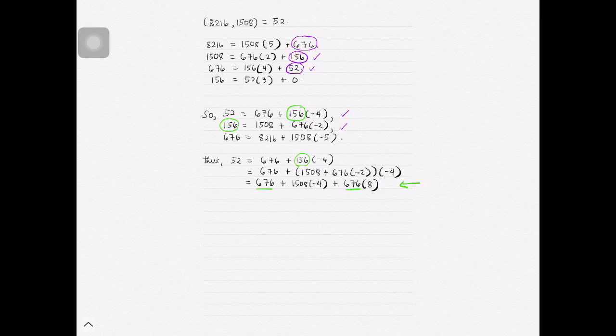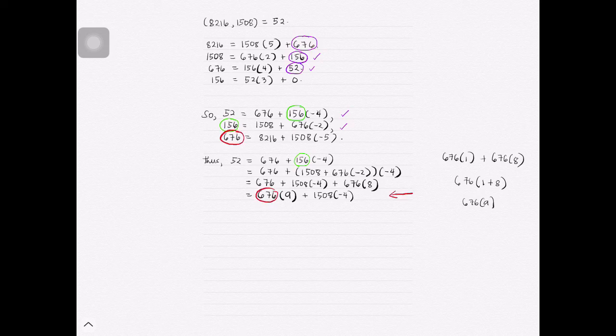And so now, combining 676, we have 676 times 9, and that is because, again, from an algebra lesson of factoring out 676, we have there 1 and 8, so that becomes 676 times 1 plus 8, which is 9. Now, this is what happens if we have 2 remainders to consider. Notice that we still have 676. And so we still have to continue with the process, that is substituting 676 to the next line.